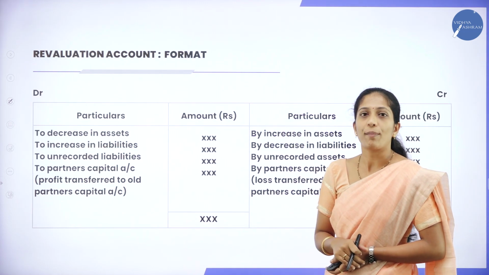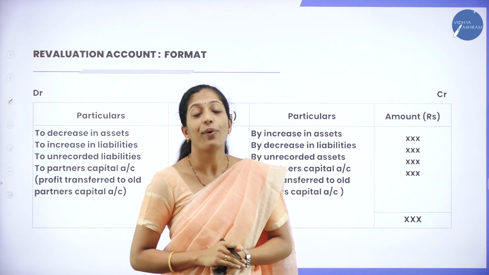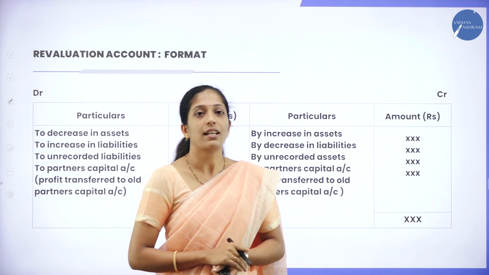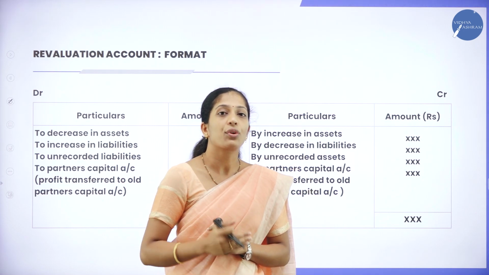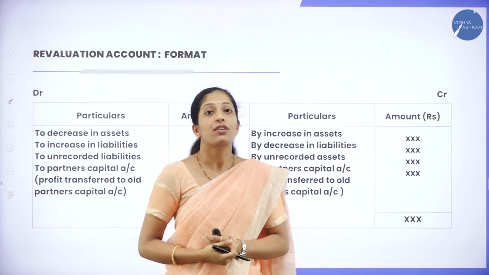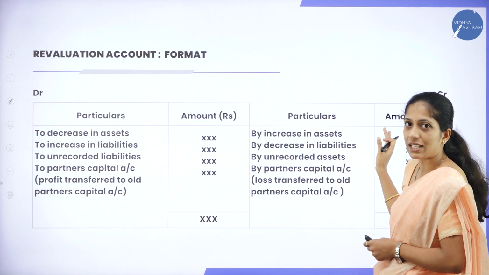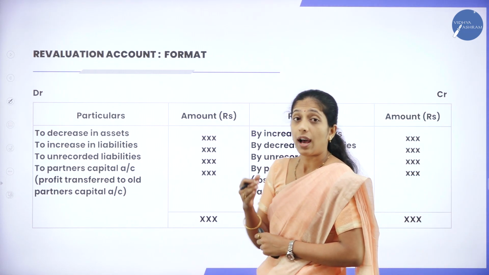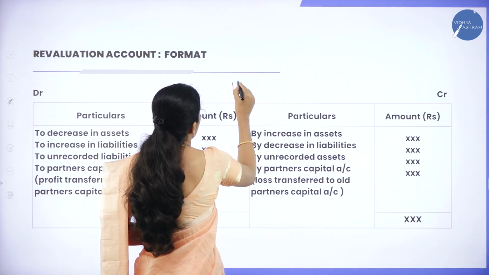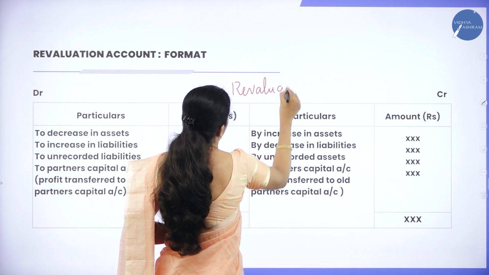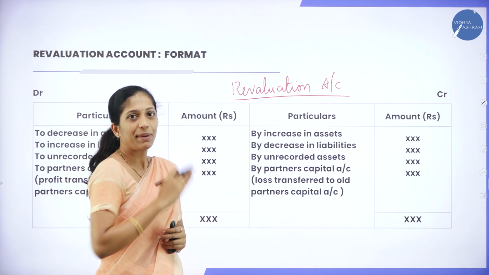Now let us see the format of revaluation account. Very easy format, and my dear students, this is a very important 12 marks question in your examination. That is, preparation of partner's capital account or preparation of final accounts during the admission of a partner is a very important 12 marks question. If you see the format here, it will have a debit as well as a credit side, and always make sure that, as I told you, the presentation of your answer is very important. So how do you write here? Write the heading revaluation account. It will have a debit and credit side.